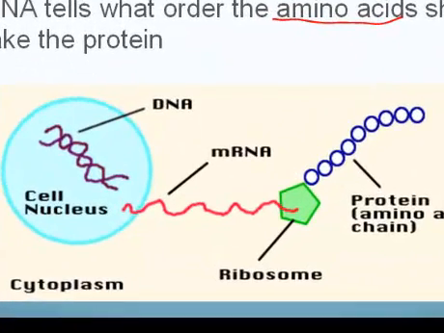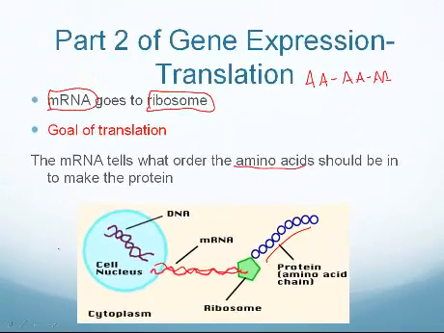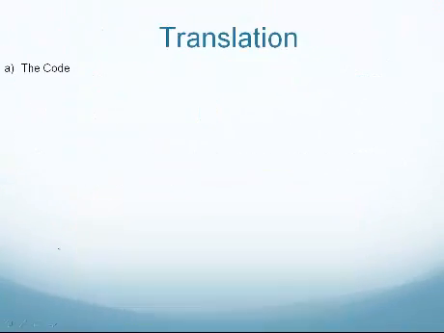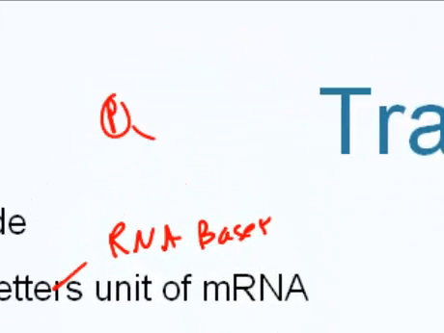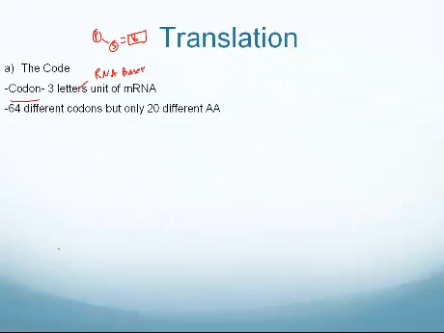So here's just a little visual. We have our mRNA leaving the nucleus, and it ends up going to a ribosome where the protein is going to be produced. Before we get into the exact process of translation, you've got to look at what the code is. We have these things called codons. It means three letters of mRNA. Those letters will be the RNA bases. And just as a quick reminder, a nucleotide is made up of a phosphate, sugar, and then also the base. So the base is just one part of the nucleotide.